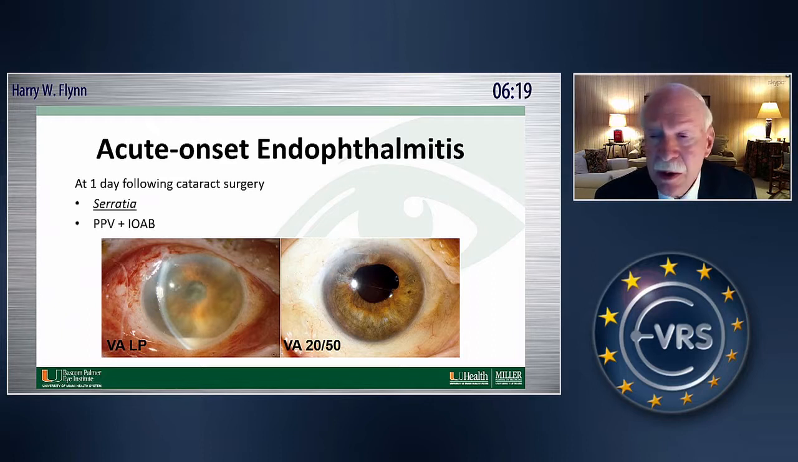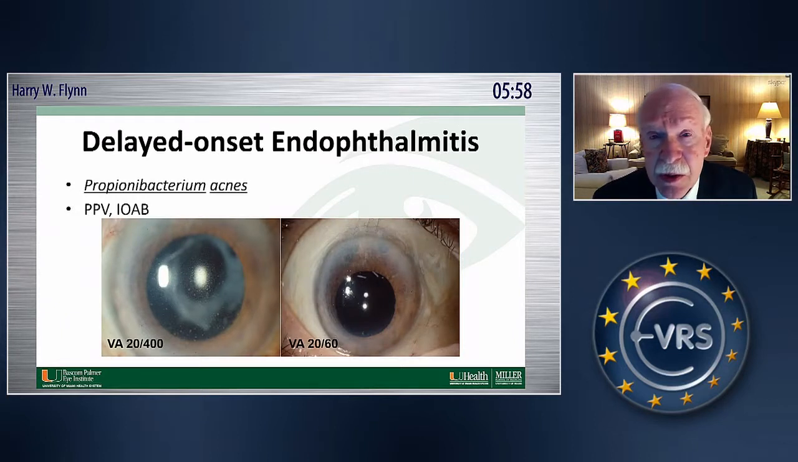This case on the left presented one day after cataract surgery with severe progressive inflammation. You see on the right, after vitrectomy and intravitreal antibiotics, a good outcome, limited by cystoid macular edema. This case of P. acnes endophthalmitis was chronic. The patient had a 6-month history of inflammation, and with vitrectomy and removal of the capsule and the white plaque inside the capsule, the patient had a favorable outcome.